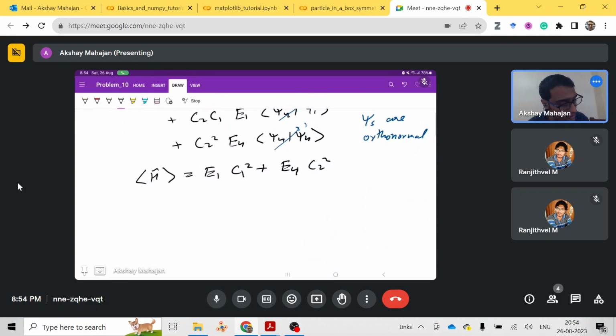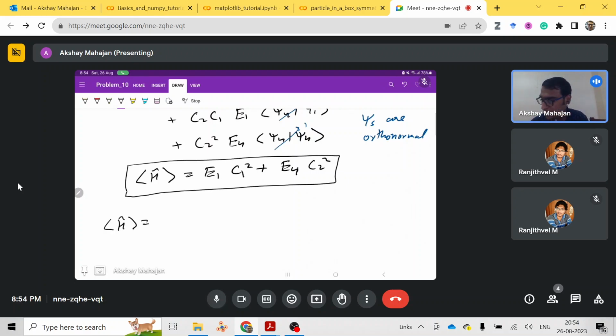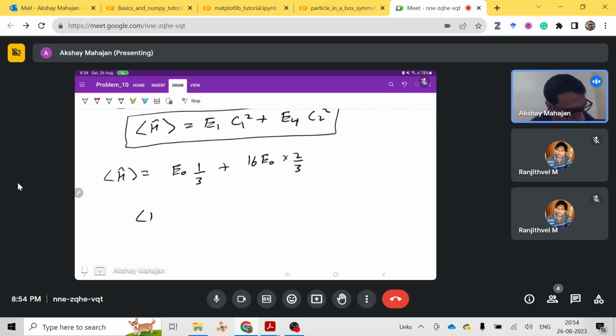Okay, so this is important, this you should remember. If you don't understand this bracket notation, you can just remember this. From here our H cap expectation value will be equal to E1, which is basically E0, and C1 is 1 by root 3, plus 16 E0 times C2, which is under root 2 by 3, that will be 2 by 3. Our expectation value of H cap comes as 11 times E naught. You can just solve and find it: E naught by 3, 16 times 2 is 32, 32 plus 1 is 33 by 3, which is 11 E naught.